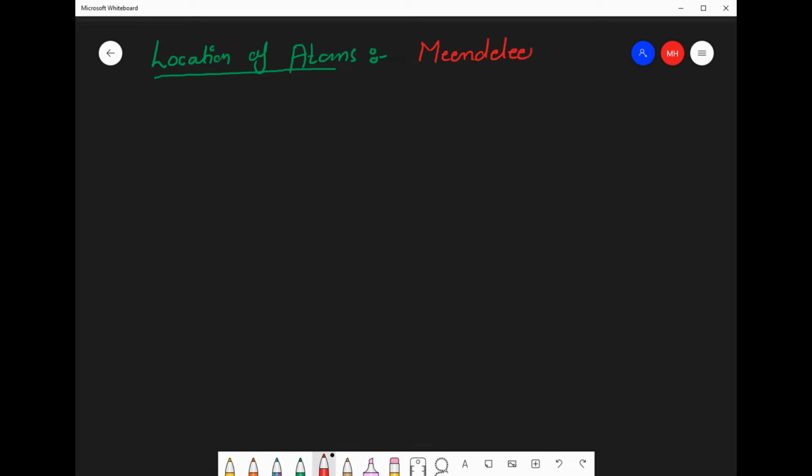Mendeleev. Please mind the spelling here, because there are a lot of ways Mendeleev is written. Okay, so location of atoms. Mendeleev was a person. What did he do? He placed atoms into a table and called it a periodic table. In this periodic table, he arranged all the atoms on basis of their proton number.